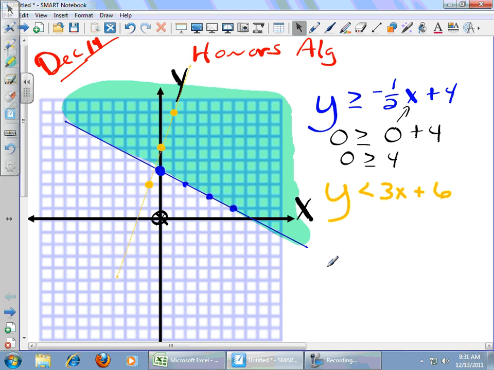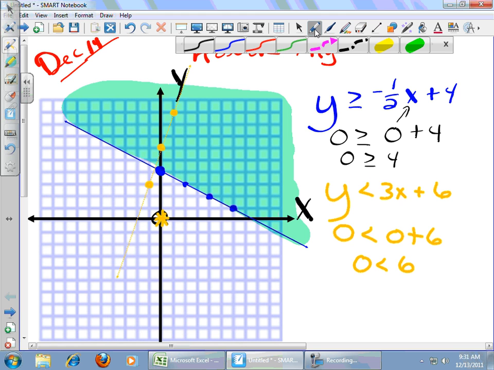Now I have to decide where to shade. Again, I'm going to plug in 0, 0 as my test point. I like testing with 0, 0. 0 is less than 0 plus 6, which simplifies to 0 is less than 6. That is a true statement, so I will need to shade below that line. So I will start shading everything that has the test point.